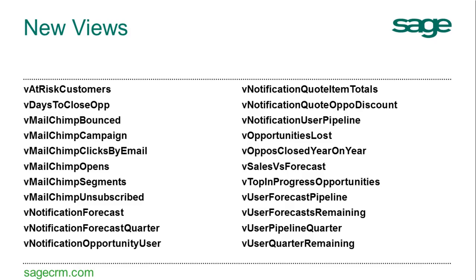There are in fact 22 new views that have been added into the system, and as you look through these you will see that there are a lot of views which are associated with not only the MailChimp integration but also associated with the new features around either the dashboards and the reports there or the alerts and notifications associated with the sales accelerator.